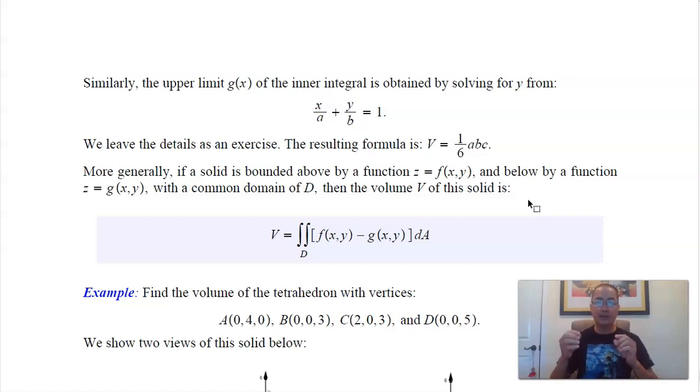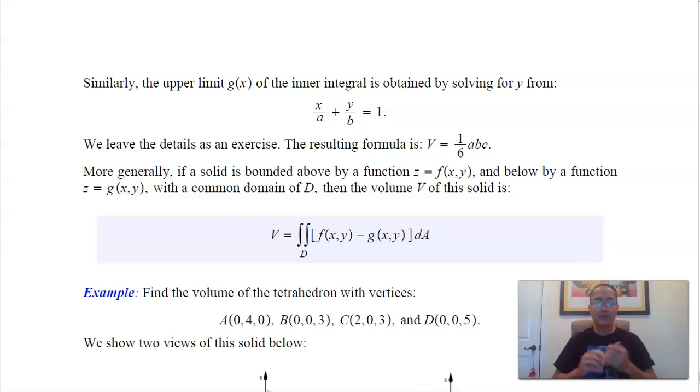Okay, so for the tetrahedron, we said the height of your little boxes will be up to the inclined plane formed by those 3 vertices. Okay, the bottom of those boxes are all on the xy plane. Okay, so that's why that's the height of the box. Okay, but what if you actually have 2 surfaces?